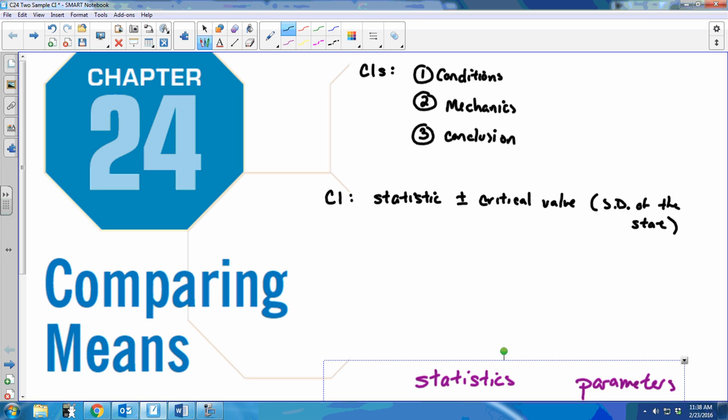If we're talking about two means, and think of it just like we did proportions, what is the statistic? What was the statistic when we did two proportions? Excellent. The thing minus the thing. For proportions, it was p hat 1 minus p hat 2, right? You have two proportions. So then what do you think the statistic is going to be for means? The mean minus the mean.